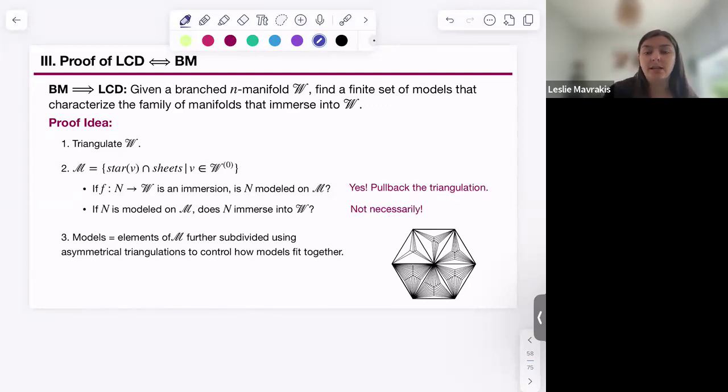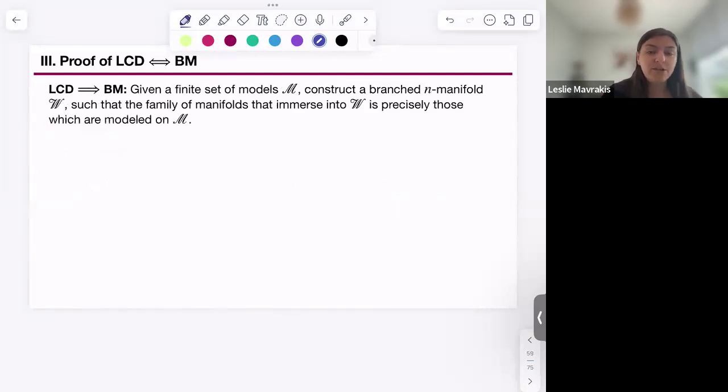The other direction is actually the more difficult direction. If I start with a set of models, how do I construct a branched manifold that has this property? This is difficult because, one, you have all these models, and it's hard to even think about how to put them together to get a branched manifold. And then you have to prove that this is a branched manifold and it has all the properties you want. That is the main difficulty. So I want to at least show you how we construct the branched manifold.